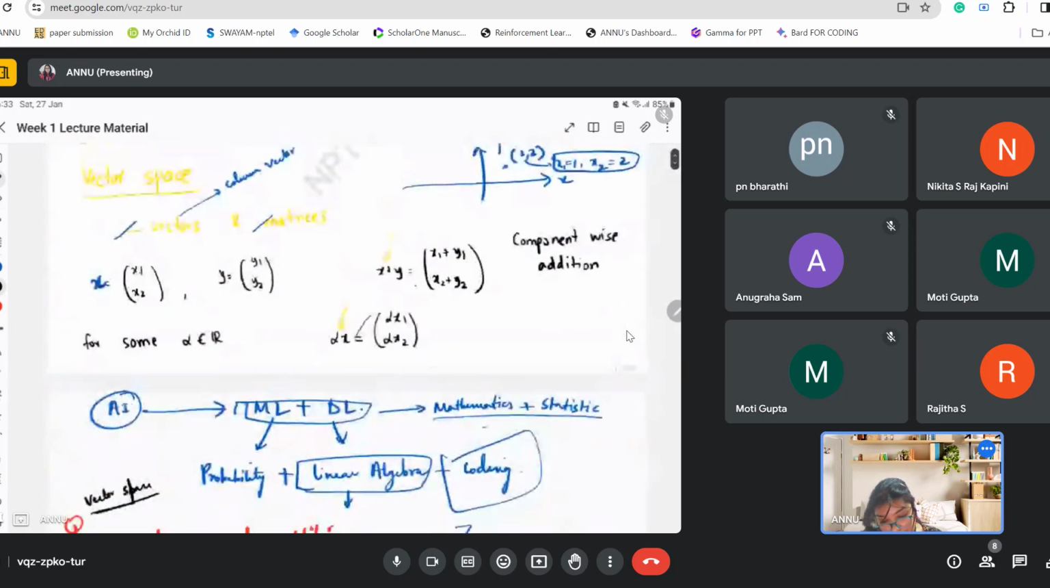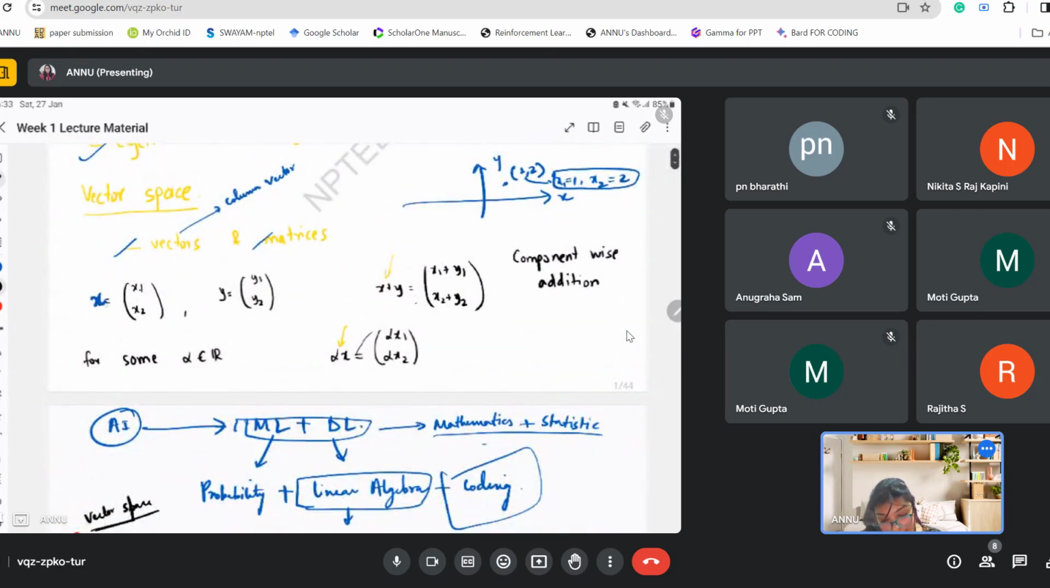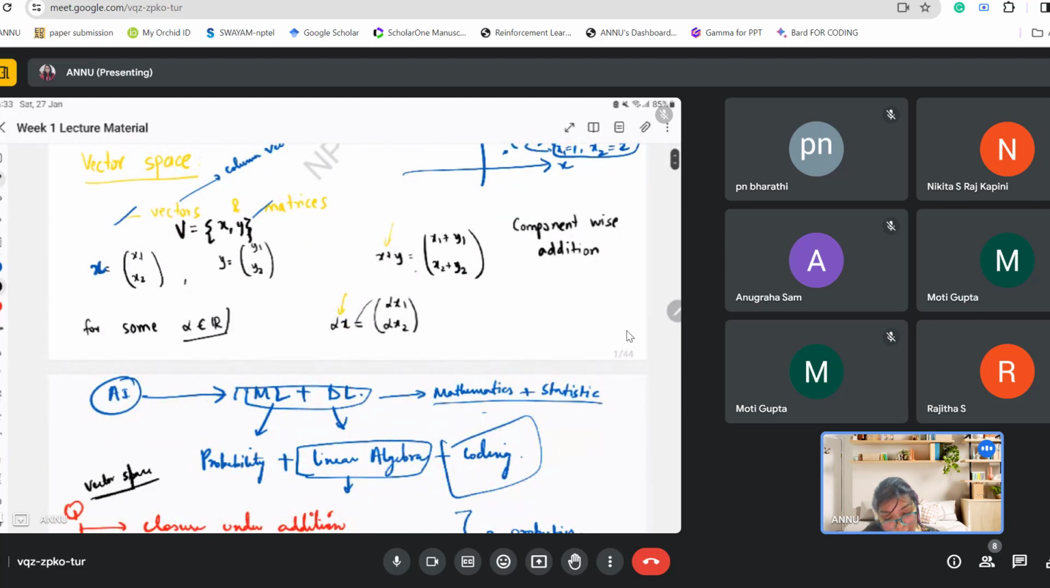For example, this x1 is one of the vectors that belongs to V. So this is x, y. This belongs to here. Then x plus y should also belong to V. Similarly, if alpha belongs to R, then alpha x should also belong to V.